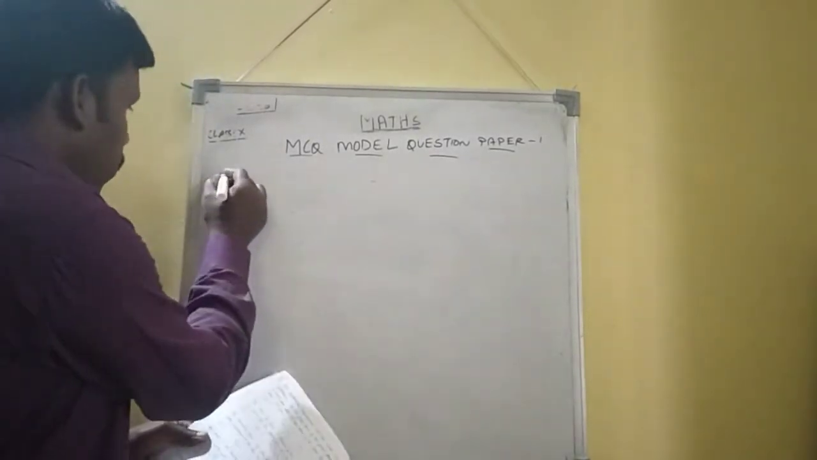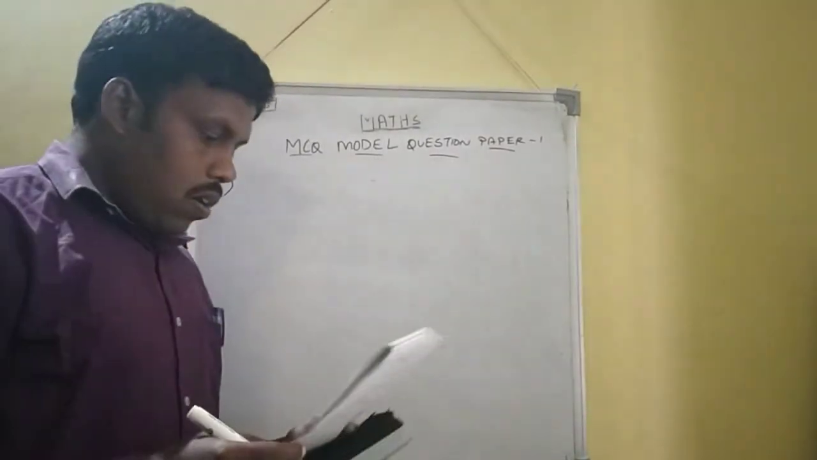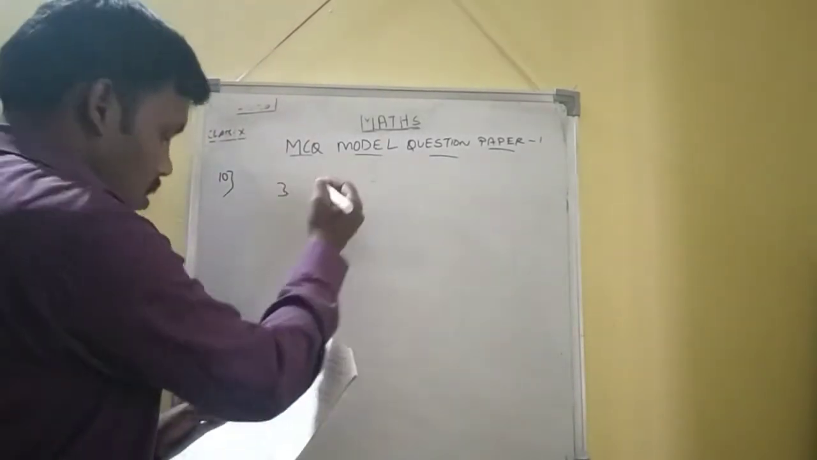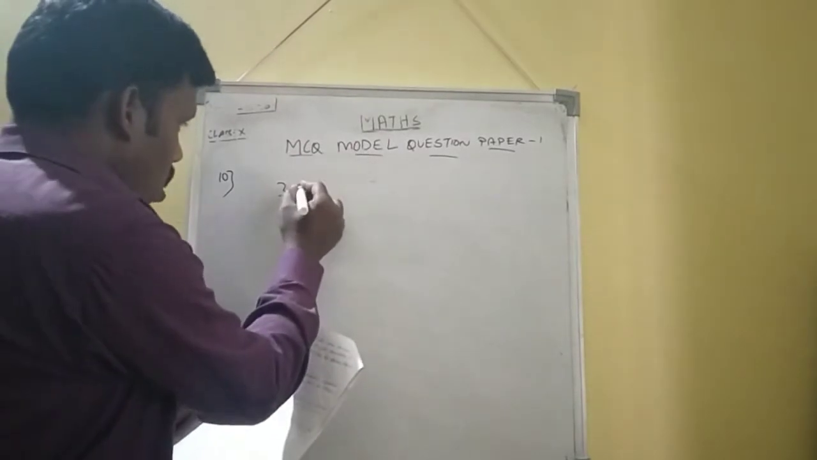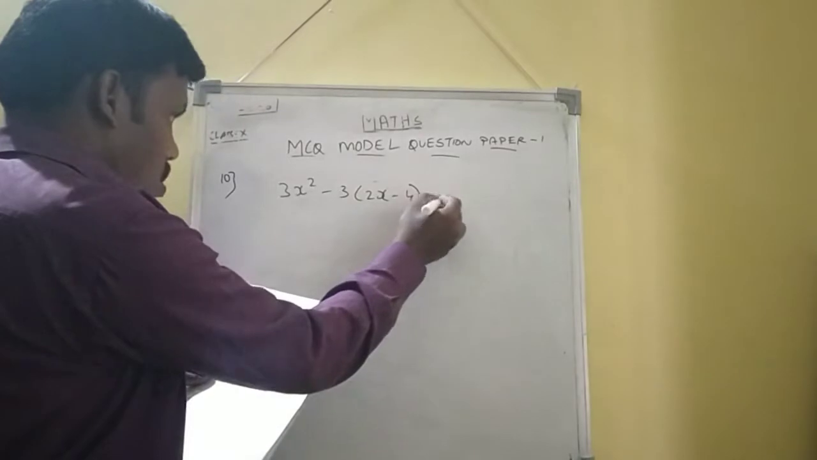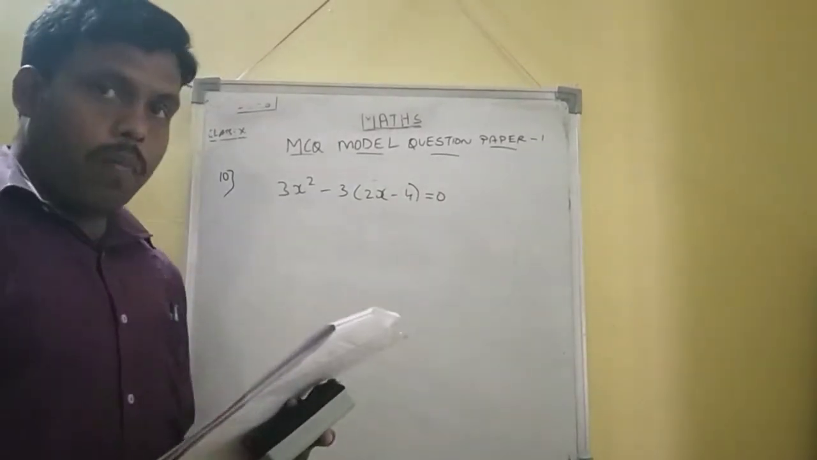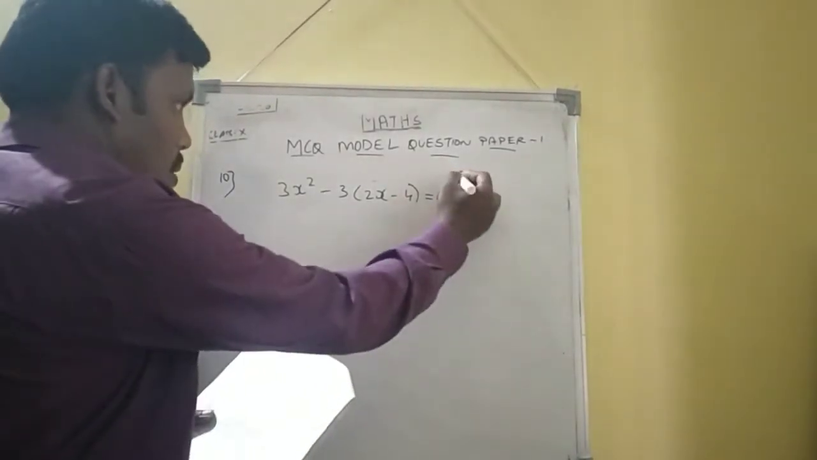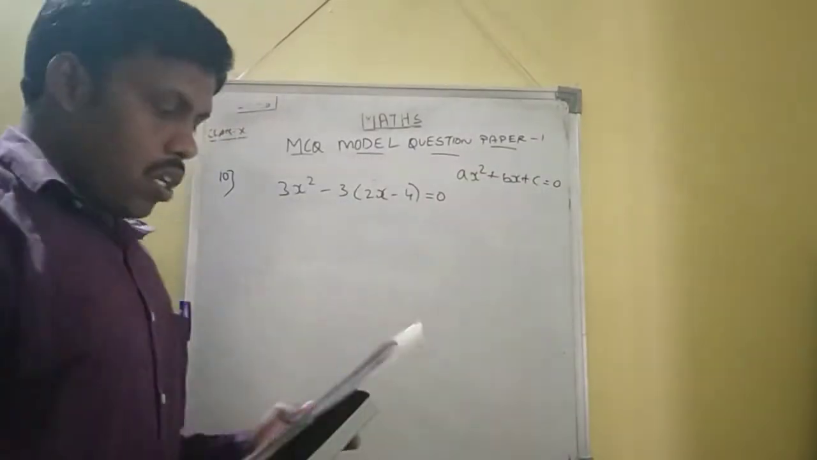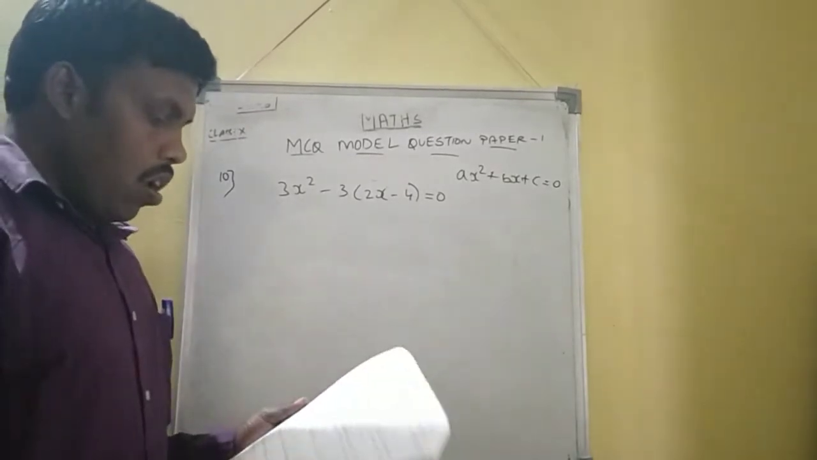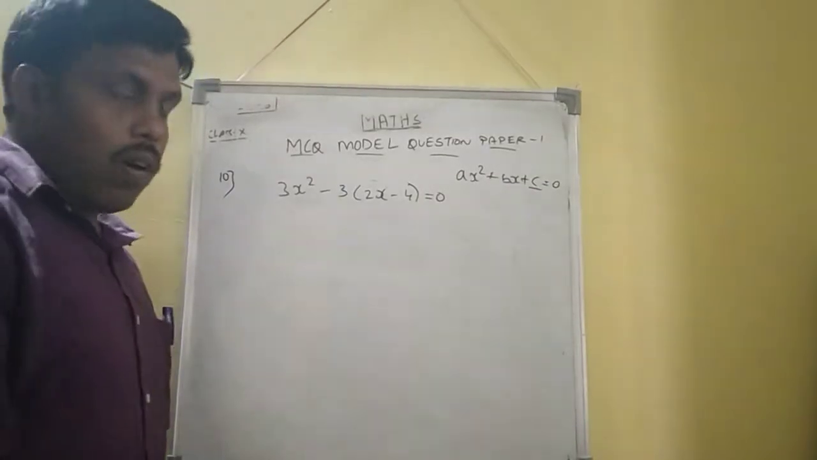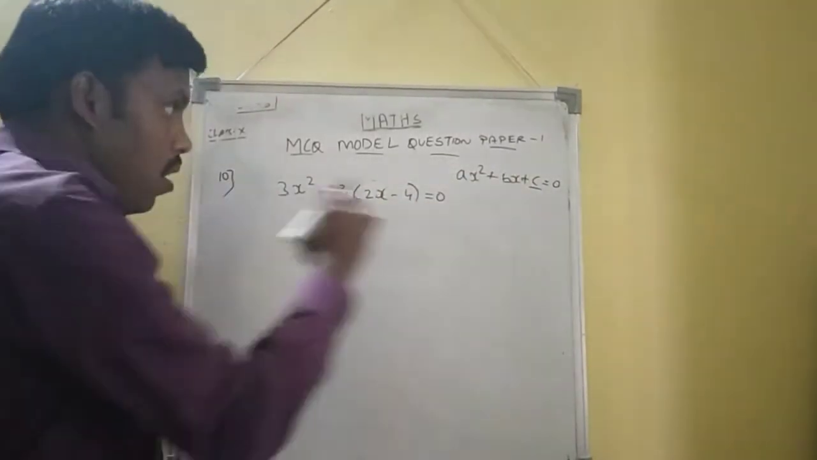This is multiple choice. The question is: the constant term in the quadratic equation. This is a problem from the quadratic equation chapter. 3x square minus 3 into (2x minus 4) is equal to 0. You have to reduce it into standard form. What is standard form? You know it is ax square plus bx plus c is equal to 0. So this is standard form. What is the constant term? This c will be the constant term. When you compare, the value of c is the constant term.